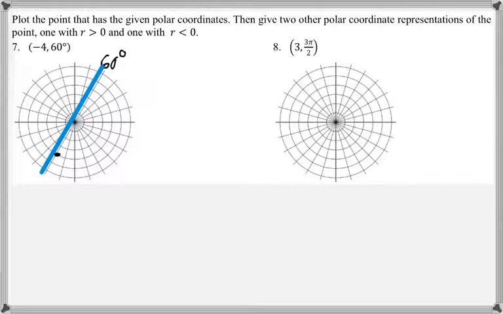And then I'm going to erase my ruler. If you're using an actual ruler in real life, you don't need to erase it. You just need to take it away. Okay, so that's my point.